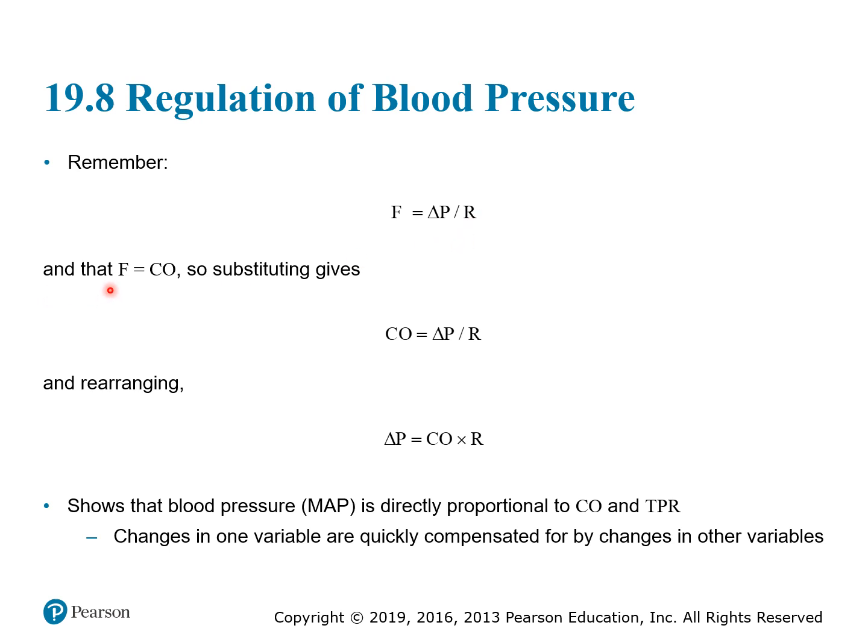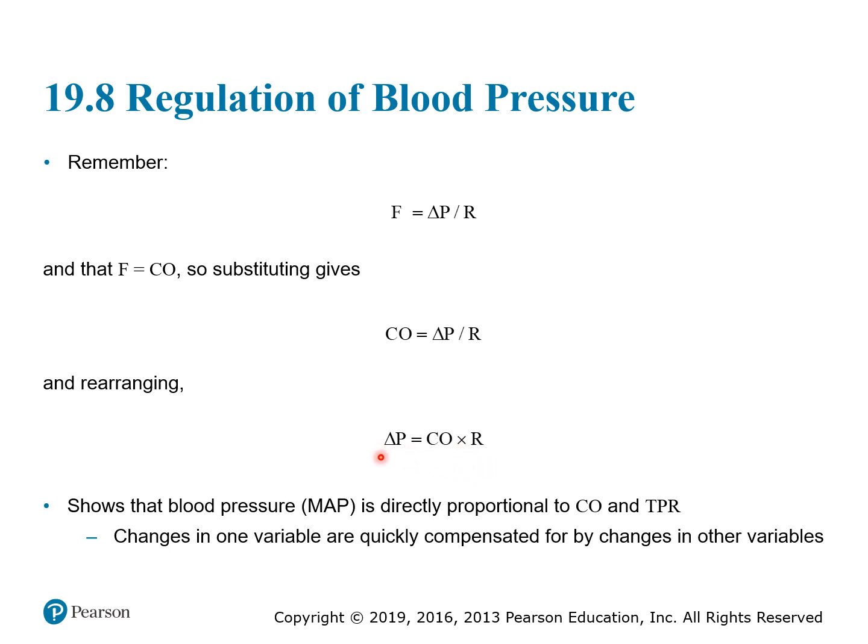Now the blood flow, what is cardiac output? It is the total blood flow each minute the heart pumps out. So our flow is the cardiac output. We have replaced the flow with the cardiac output. Now cardiac output equals the pressure gradient over the resistance. And if we rearrange, the pressure gradient is equal to cardiac output into resistance.